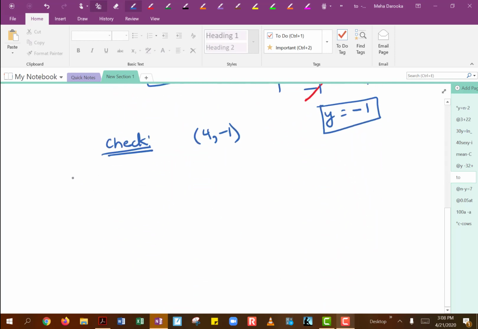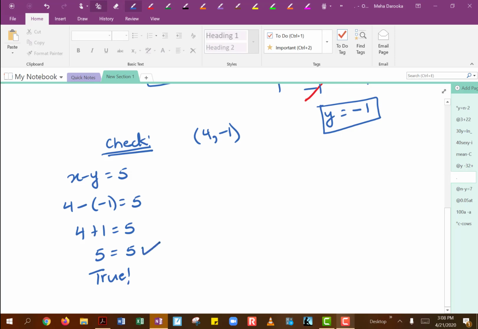So for equation 1, x is 4, y is negative 1, so two negatives make a positive. So you end up getting 4 plus 1, and 4 plus 1, of course, is 5. We are getting a true statement, so we know it worked for the first equation. Now let's do a quick check on the second equation.